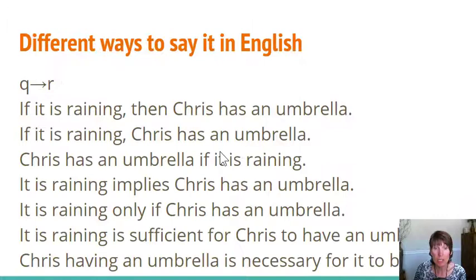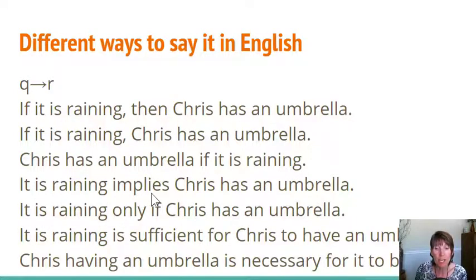Now, those can be stated different ways in English, right? So we write it here mathematically, Q arrow R, but we can speak it several different ways in English. If it is raining, then Chris has an umbrella. Or we can even do it without the then. If it is raining, Chris has an umbrella. Here's Chris has an umbrella if it is raining. So that just changed the order of them, but states the exact same thing.